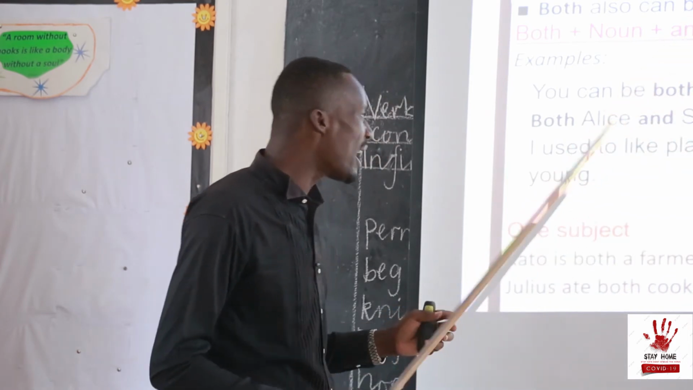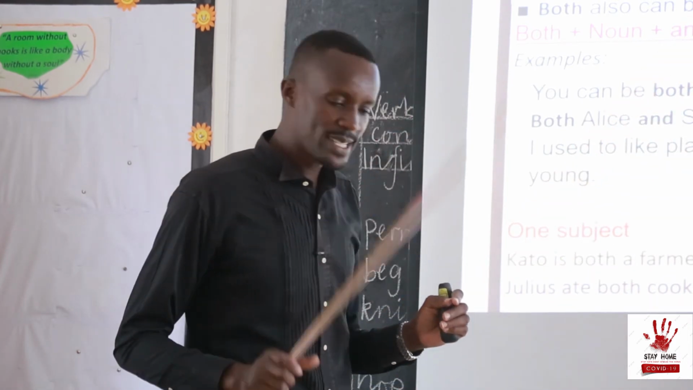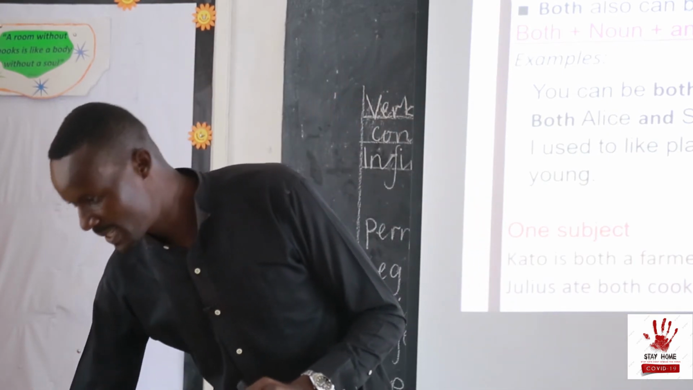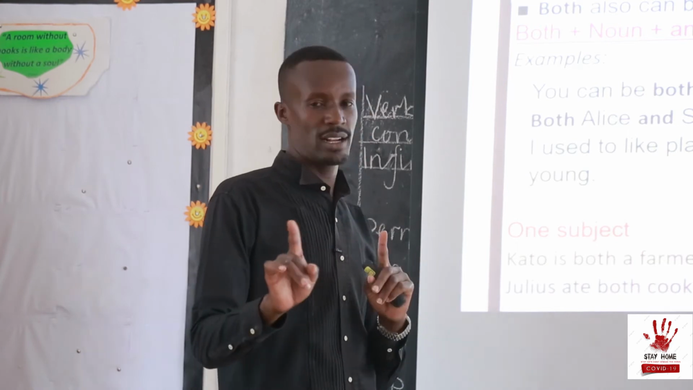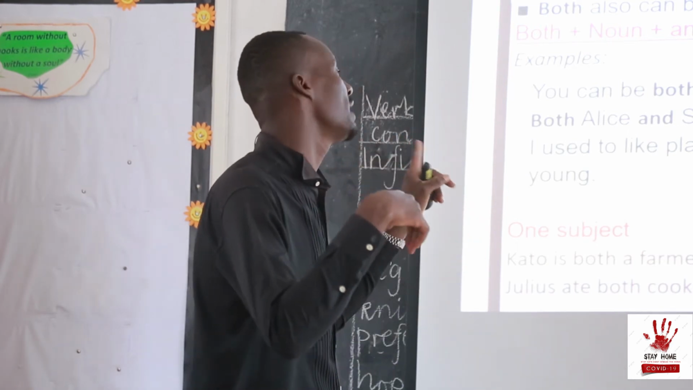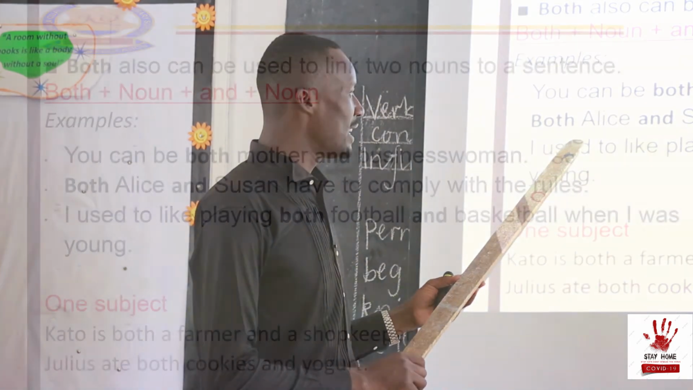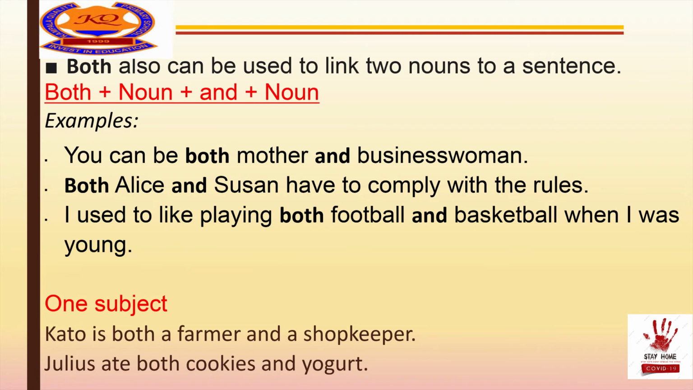And when we have different subjects, and the two subjects are doing the same thing, then we use both at the beginning. That's why you see, if we have sentences like, Alice has to comply with the rules. Susan has to comply with the rules. We have Alice as a subject. We have Susan as another subject. Okay? But they are doing the same thing.